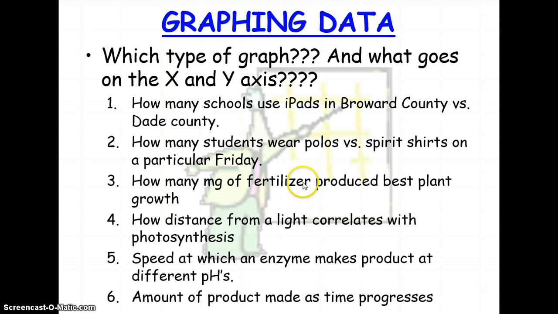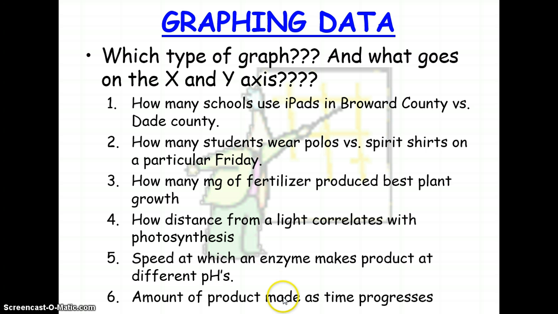Here, how many milligrams of fertilizer produce the growth? So the growth is what we're measuring. Fertilizer on the X, growth on the Y. How distance from light correlates with photosynthesis. We are changing the distance, that's our X. The amount of oxygen produced, or however we're measuring photosynthesis, that's our Y. And then the speed at which an enzyme makes product at different pHs. So we are changing the pH, that's our X. The speed would be our Y.